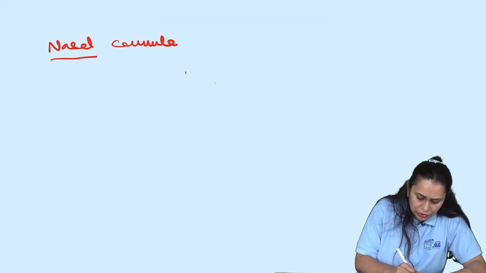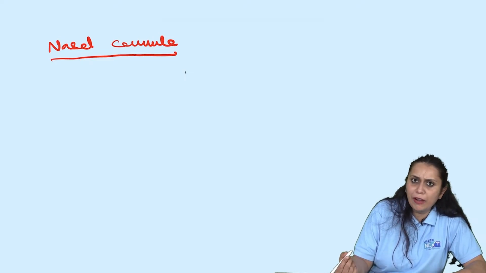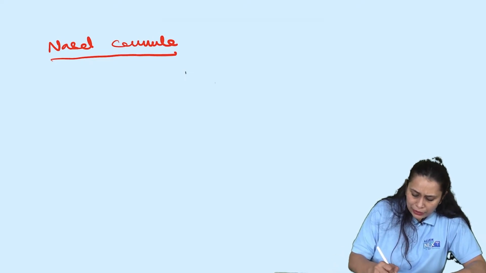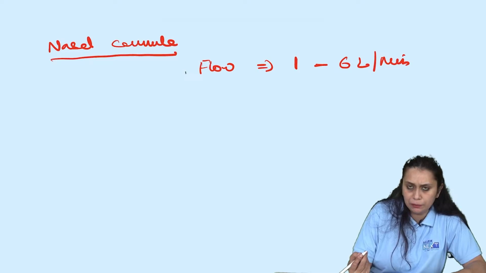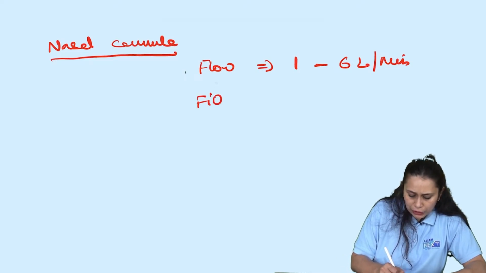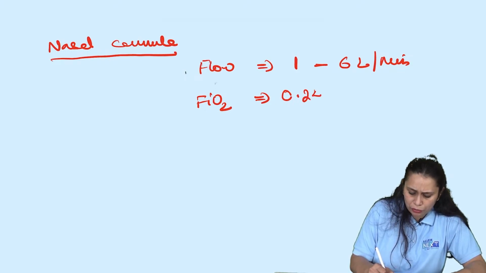So let us talk about nasal cannula. Let us stick to the device which has been asked in the question. As I told you, it is a low flow variable FiO2 delivering device. In this, what is the flow which we keep? We can start with 1 liter and we can go up to 6 liter per minute. Going beyond 6 liter per minute will not give us any added benefit. And what FiO2 will it achieve? It will give us an FiO2 of 0.24 to 0.45 maximum, that is 24 to 45%.